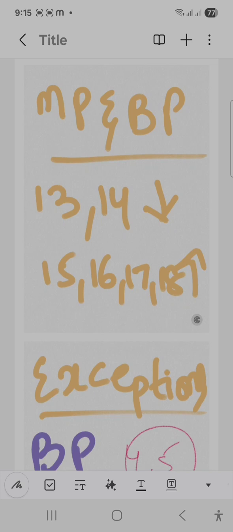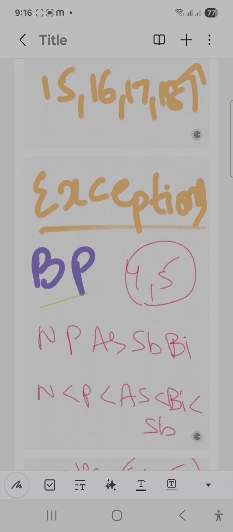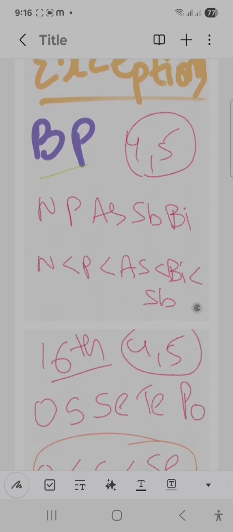So finally I will say, melting and boiling point decrease in groups 13, 14 and increase in groups 15, 16. So exception: for boiling point, 4 and 5.